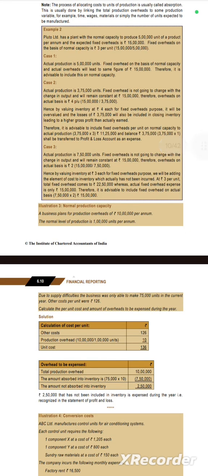Here we have valued the actual production's fixed overhead at the rate of 3. We have not valued it at the rate of 4. The reason is that it would overvalue, and the loss of 3,75,000 would be included in the closing inventory, leading to a higher gross profit than actually earned.